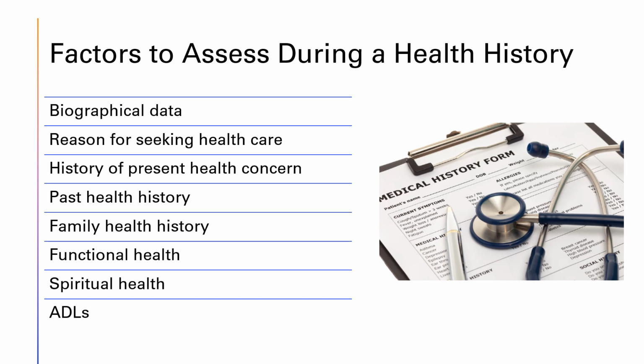First, we want to ask about the biographical data: name, date of birth, address, biological sex, identified gender, sexual orientation, marital status, occupation, race, religion, etc. We also need to ask about preferred language, spoken and written. All of this data helps us know about our patient and helps us determine if there are any biological or hereditary issues we should consider.